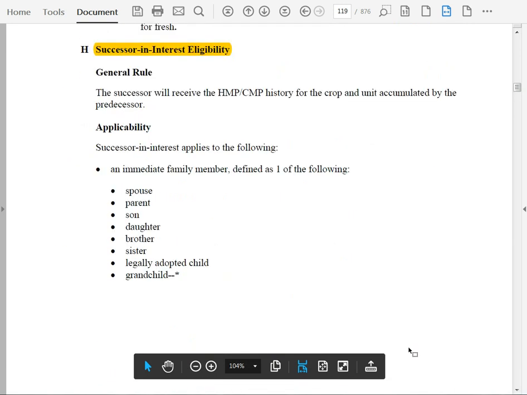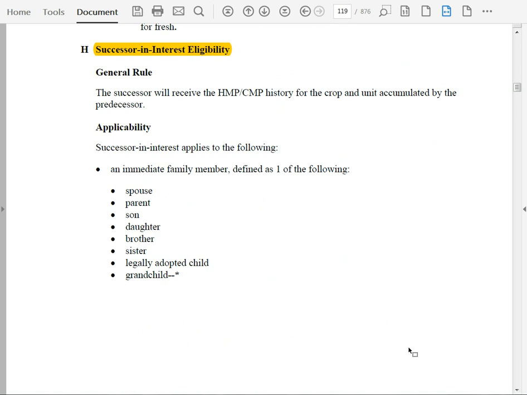A final note about HMP. These percentages can be transferred to a successor in interest in certain situations. The same is true about a number of other NAP provisions, including transfers of actual production histories, or APHs.